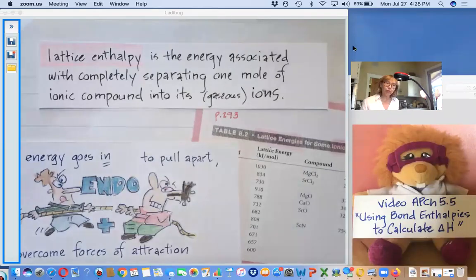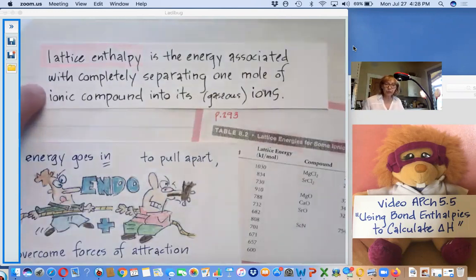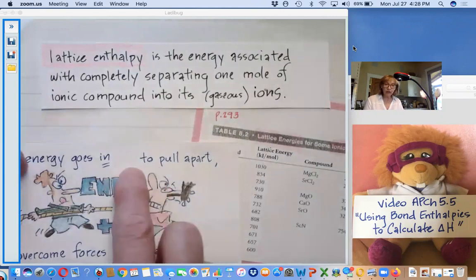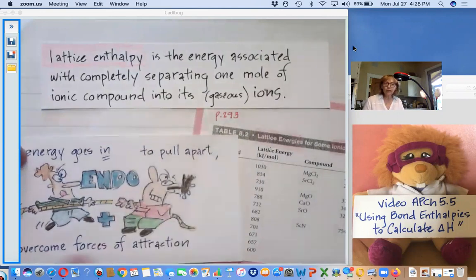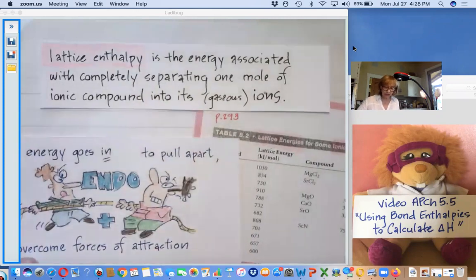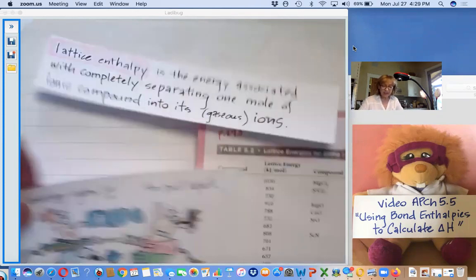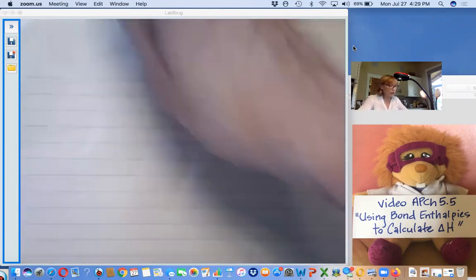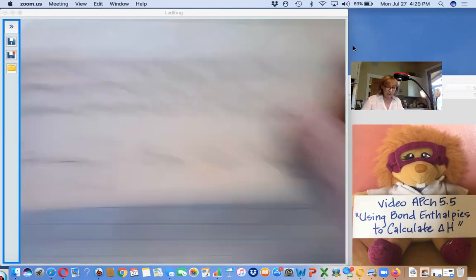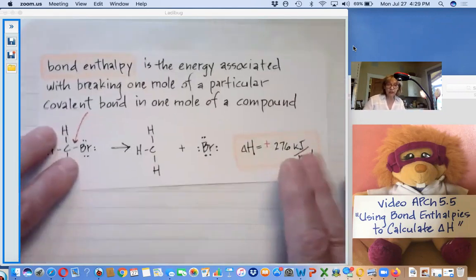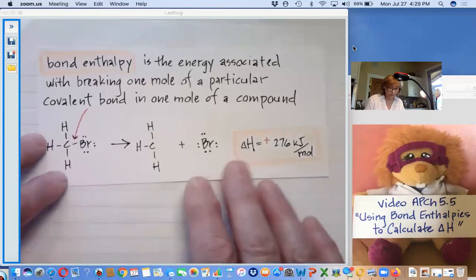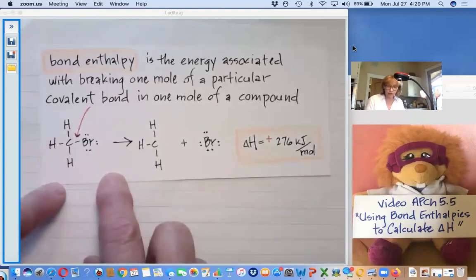You remember in an earlier lesson we talked about lattice enthalpy, which refers to the energy that has to go in to overcome forces of attraction between ions in an ionic compound. Today we're going to talk about something analogous to that. When we're dealing with covalent bonds, then we talk about bond enthalpy, the energy associated with breaking 1 mole of a particular covalent bond in a mole of compound.